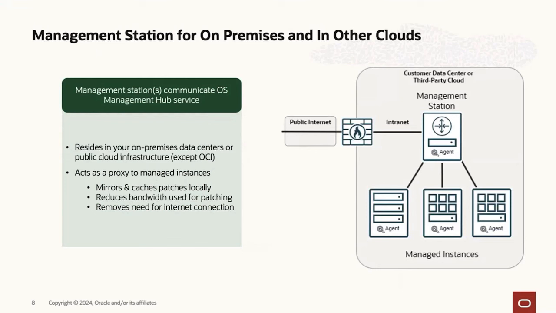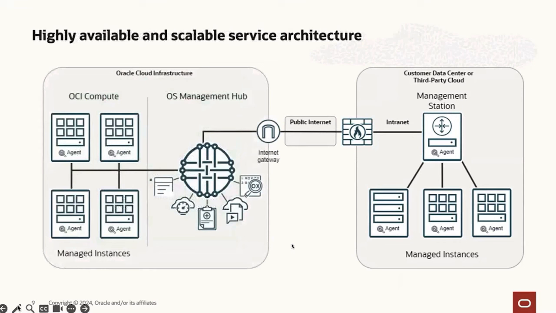Instances in your data center send and receive all requests and responses for OS Management Hub through the management station. When instances have a job to update packages or OS content, they receive the content locally from the management station, thus reducing the amount of bandwidth used for patching instances. All package transfers are local to the data center. And this is the consolidated view with instances in OCI as well as outside OCI.